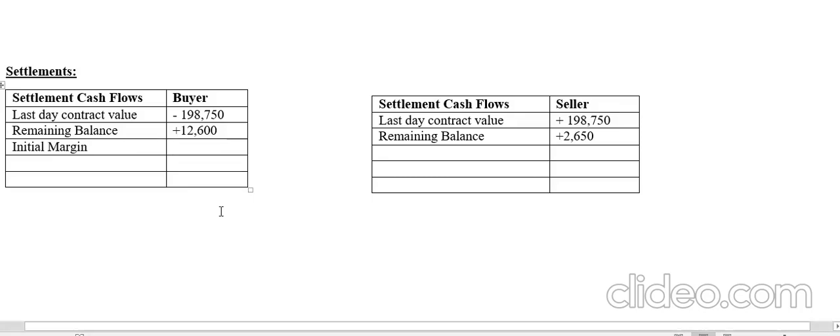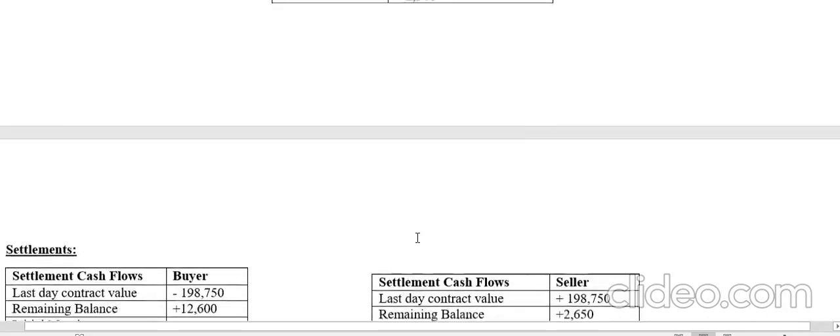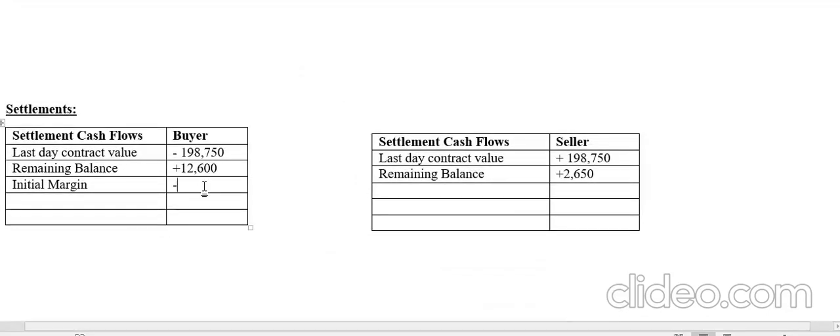But the question is, how much initial margin was deposited to start the contract with? They deposited 6,400 each, the buyer as well as the seller. So when they deposited, it was a cash outflow for them, 6,400, and the same initial margin was a cash outflow for the seller also. So we are going to shift the same value here also.